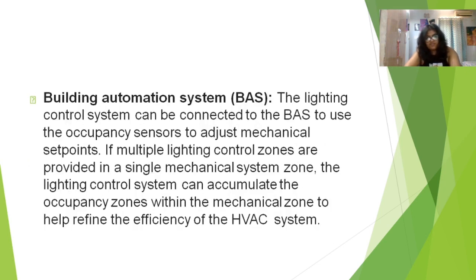Building automation system, which is BAS. The lighting control system can be connected to the BAS to use the occupancy sensors, as we discussed earlier, to adjust mechanical set points. If multiple lighting control zones are provided in a single mechanical system zone, the lighting control system can accumulate the occupancy zones within the mechanical zone to refine the efficiency of the HVAC, that is the heating, ventilation and air conditioning system.